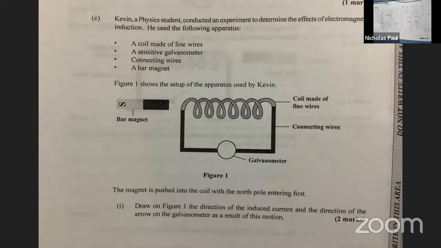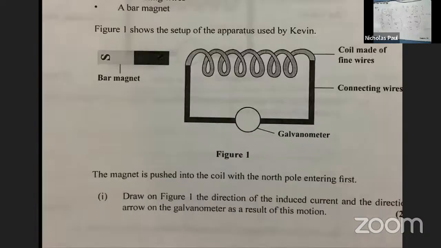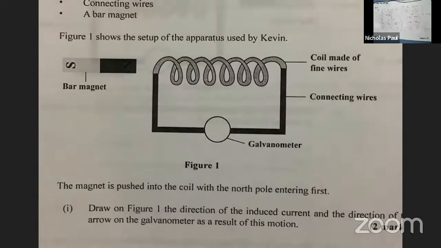Next one. Using the right hand rule. Your thumb will point towards the north and your fingers are what point in current direction. All right, so watch this here. You got this one?